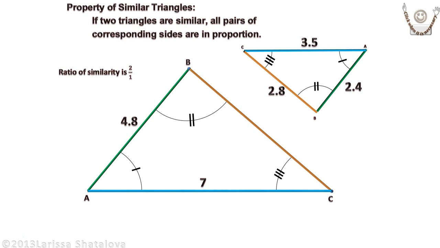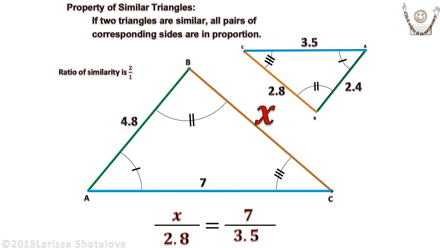Now, practical use of the property of similar triangles. Here are our two triangles, and let's assume that one side, in this case BC, is unknown, and we want to find this side. How can we do this? We have to show proportion, and I would start from the unknown side, x, and then look for the corresponding side in the small triangle. It would be 2.8. After that, you can pick any side from the large triangle. I pick 7, and look for the corresponding in the small one, 3.5.